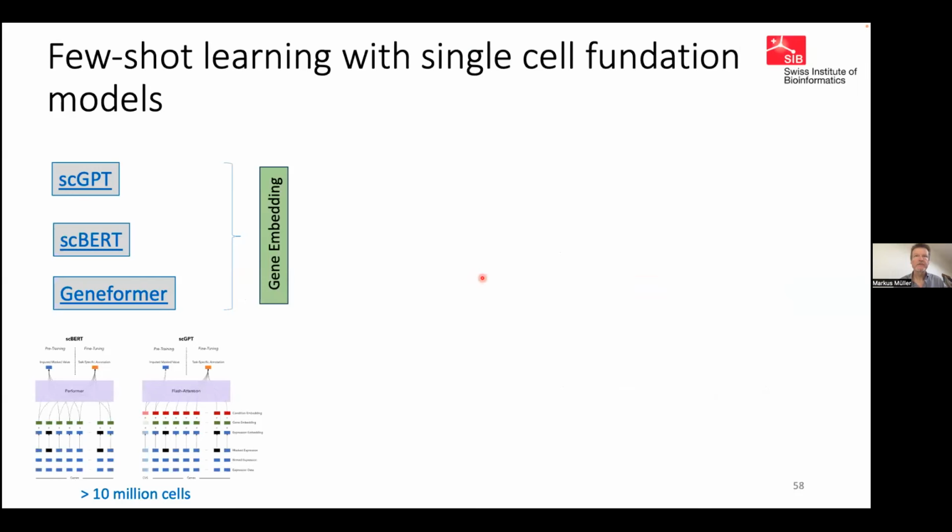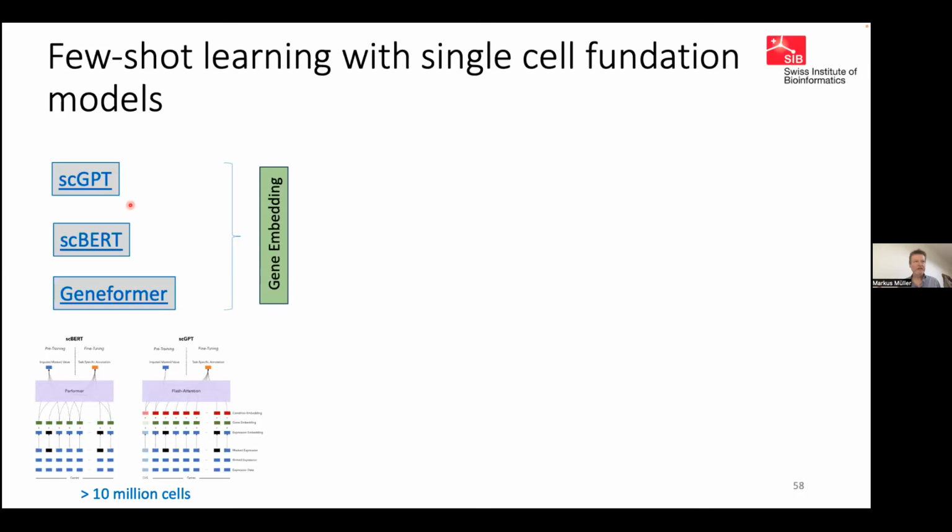Now, maybe you have also read about what foundation models are. These are usually models that are trained on huge amounts of data, and the idea is that the embeddings they produce can then be used in a refinement process or directly to give you information about a certain problem. And these models here were trained on single cell data. So the idea is to provide foundation models for single cell data.